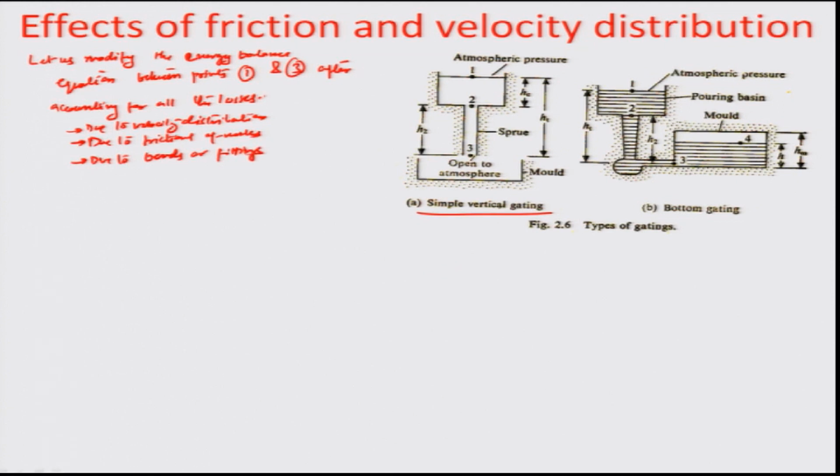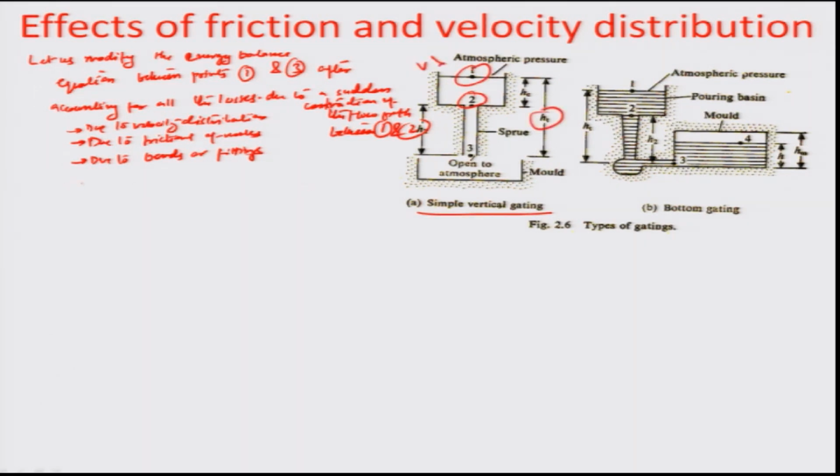So, these losses are because of a sudden contraction of the flow path between 1 and 2, as you can see here. Okay.